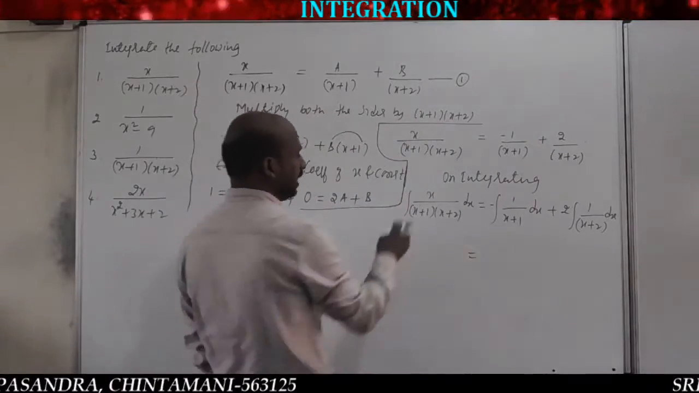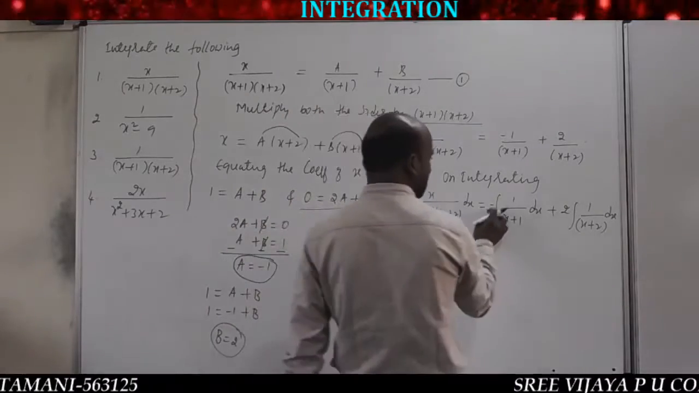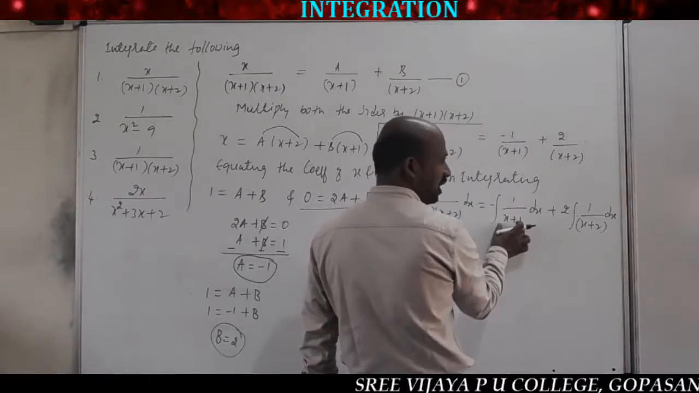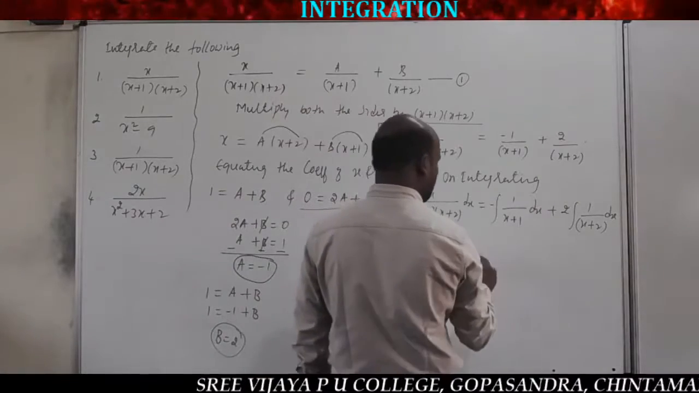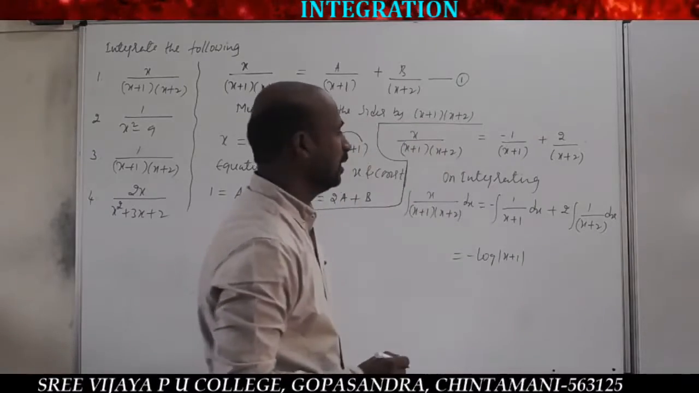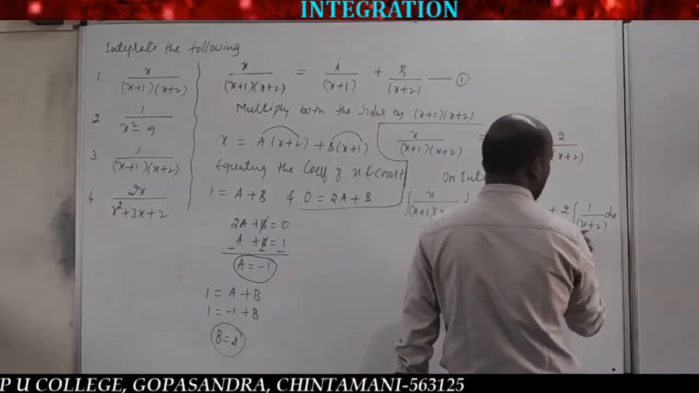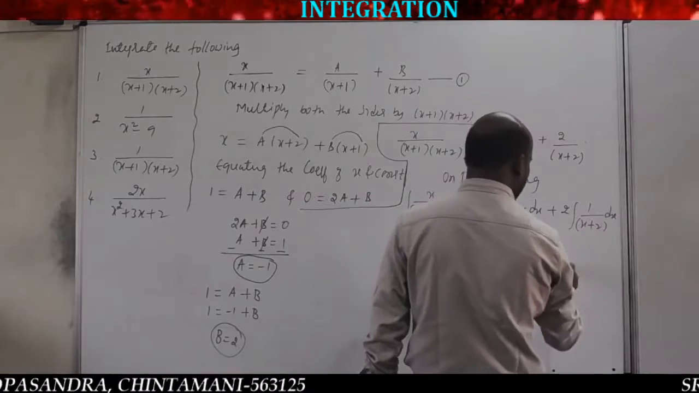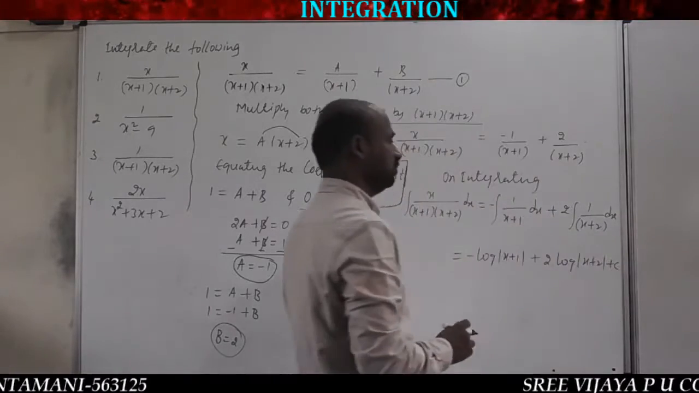Integral of x by (x plus 1)(x plus 2) with respect to x is equal to minus of integral of 1 upon x plus 1. So minus, differentiation of x plus 1 is 1, f dash of x by f of x, log modulus of x plus 1, plus 2 times the integral of 1 upon x plus 2. Differentiation of x plus 2 is also 1, f dash of x by f of x. So it is log modulus of x plus 2 plus c.